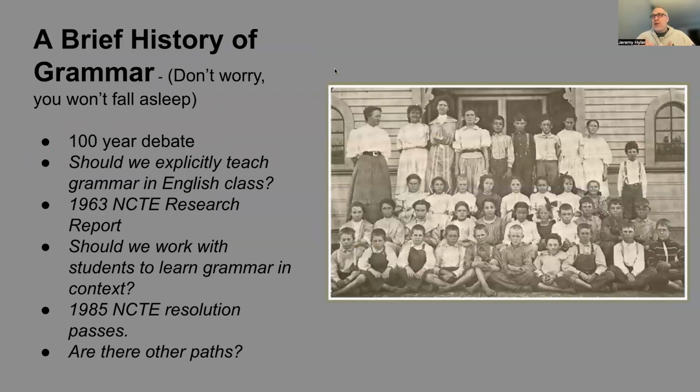So just to give you a brief history of grammar, and don't worry, I'll make sure that I do this in a manner that you won't fall asleep, as it says here on the slide. But grammar has been debated for hundreds of years. And I just had this conversation the other day with some of my colleagues that this has always been a struggle in terms of how we should approach students and how we should get grammar across to students. And the question has always been, should we explicitly teach grammar in English class? Meaning, should we teach it in isolation?